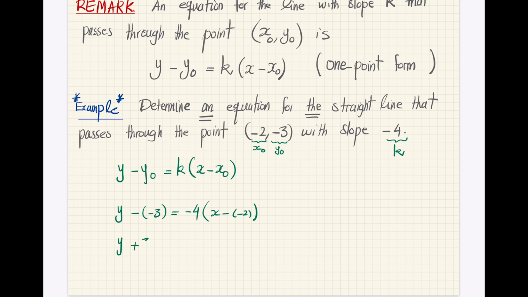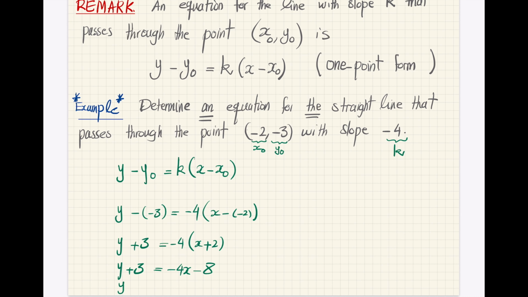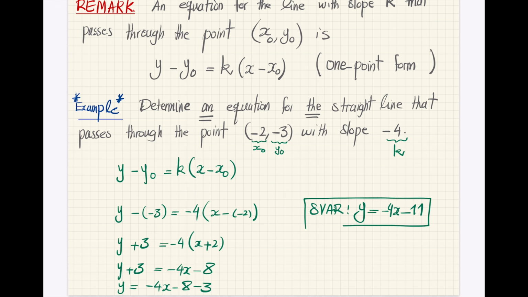So this becomes plus 3, and then it becomes minus 4. X minus 2 is positive 2. Then it becomes y plus 3 is equal to minus 4x minus 8. I'm multiplying this, and I move 3 to the right and make it negative, and finally I write the answer here. So the answer is y equals minus 4x minus 11. This is the equation of this line.